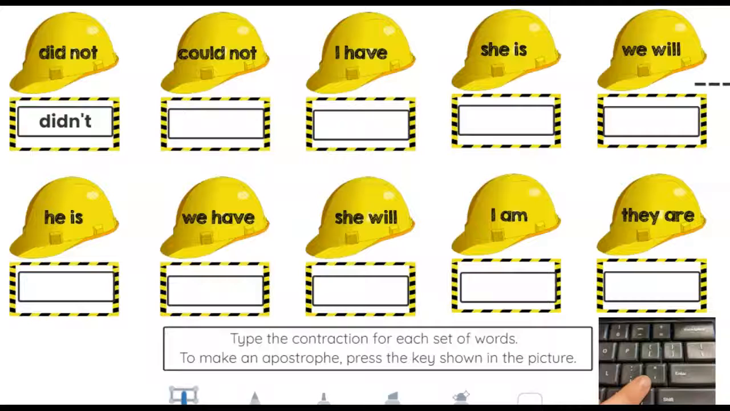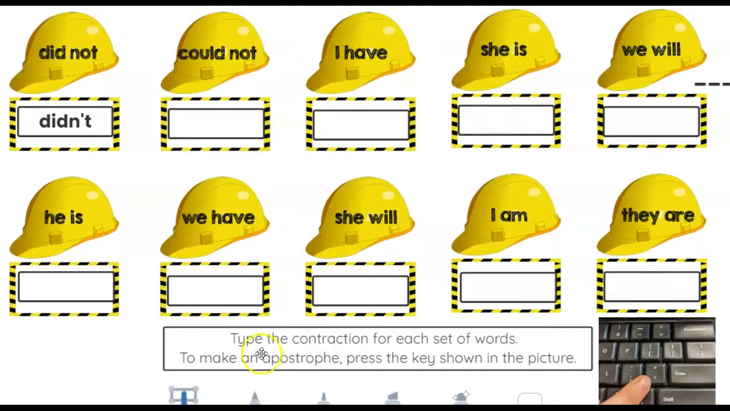So here's what we're going to do for our assignment today on Seesaw. You're going to go into Seesaw and you're going to choose contraction. It looks like all these little construction hats. The first one is done for you. So you're going to look at what two words are on that hat, type the contraction. So did not becomes didn't. I did not hear you. I didn't hear you. So do that for could not, I have, she is, all of those.